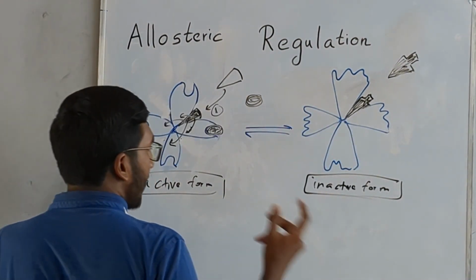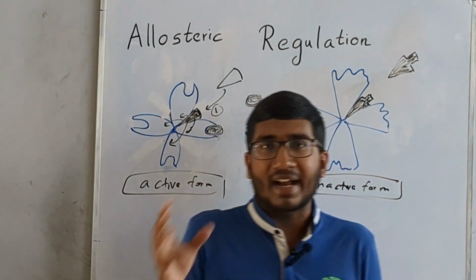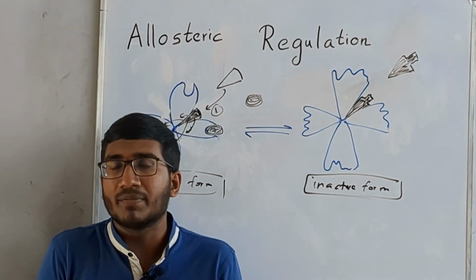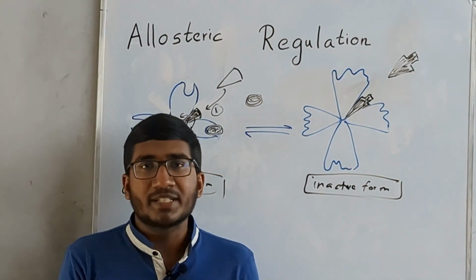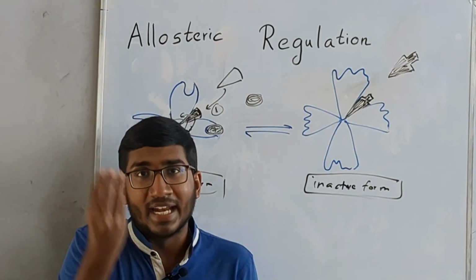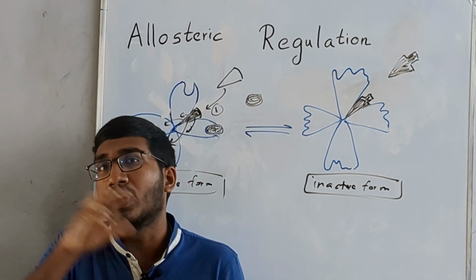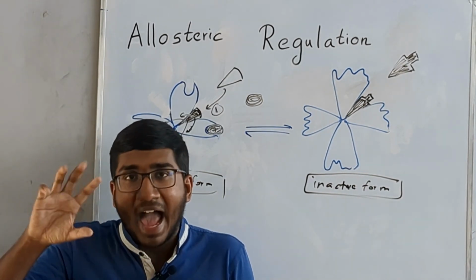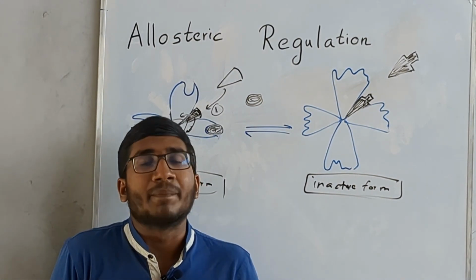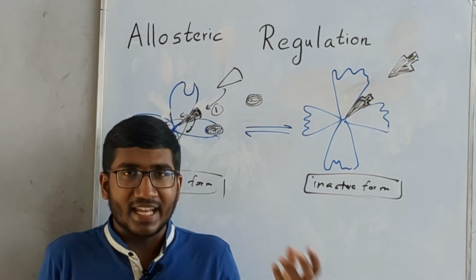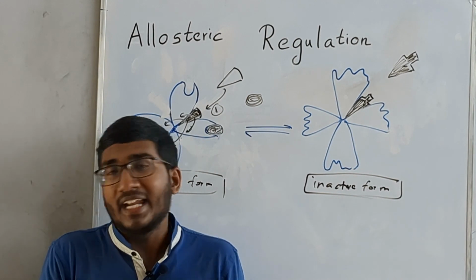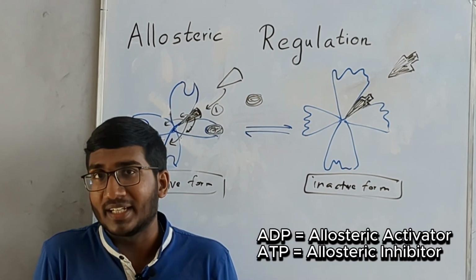ADP or adenosine diphosphate is a type of allosteric activator. It binds to the enzyme which catalyzes catabolism reactions and synthesizes more and more ATP. So ADP binds to the enzyme, not to the active site, but to another site other than the active site, acting as an allosteric activator for the synthesis of ATP. Then when excess ATP is present, ATP binds to that same enzyme and ATP acts as an allosteric inhibitor.